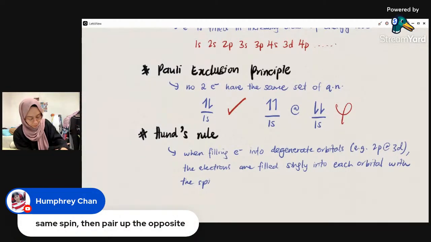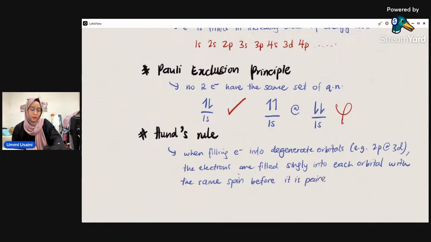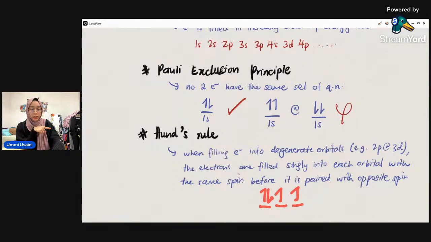With the same spin before it is paired with opposite spin. Okay, and only then, kalau masih ada lagi elektron yang kita nak isi, so let's say untuk p orbital, the first 3 kita isi each one singly dahulu, but then kalau ada elektron yang keempat, baru kamu start balik daripada awal, but now kamu akan isi in opposite direction. Kalau ada yang kelima, kamu pergi pairkan dengan yang tengah-tengah tu. Kalau ada yang keenam, pair dengan yang kanan sekali. So itu according to Hund's rule.